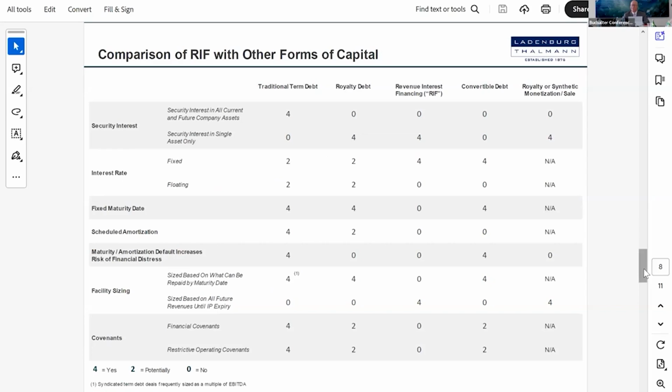Actually, it's not that slow relative to debt financing. It's on par with debt financing. Do you think so? Yeah, it's pretty similar.